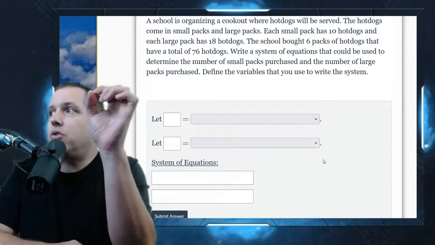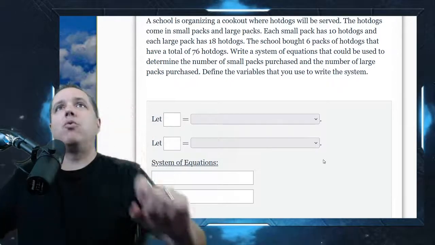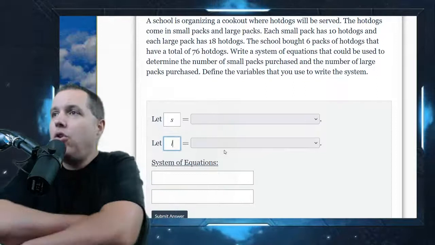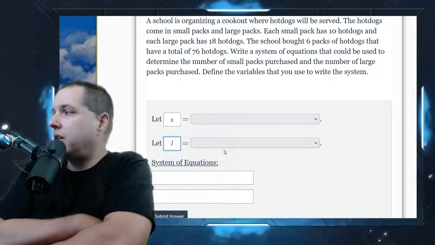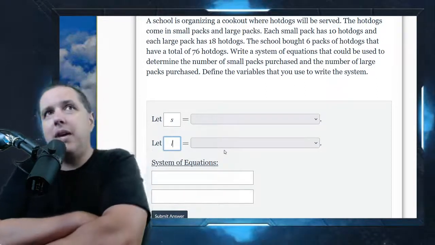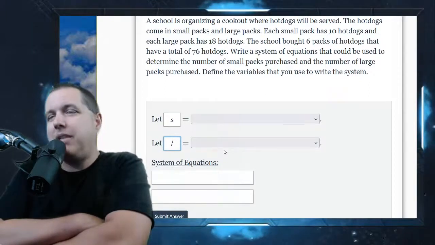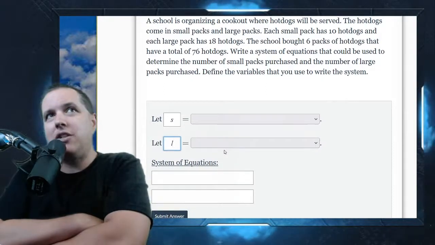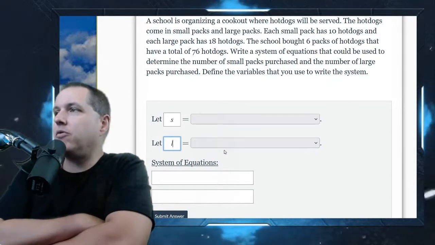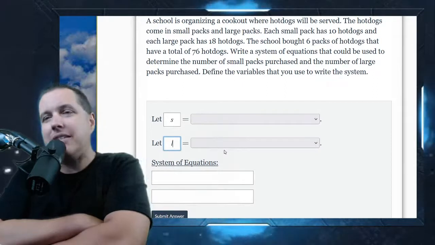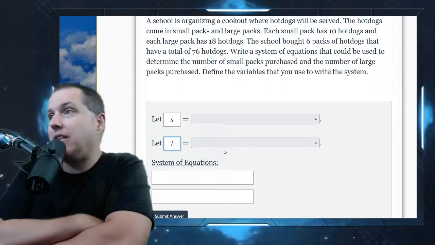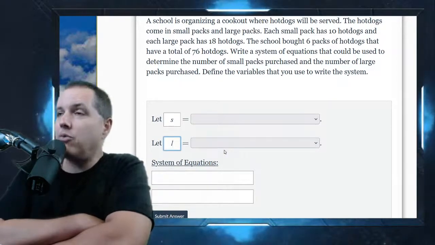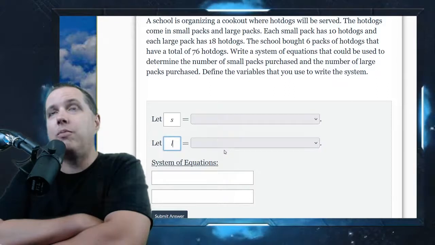So a better approach is to choose smart variables. Why don't we choose S and L for small and large? If I'm clever and smart about the variables I'm picking, is it likely that I'm going to mix up the S and the L? Am I going to get to the very end and think that the number of small packages is represented by L and the number of large packages is represented by S? Probably not, right? Since we've used S and L, we can remember one of those is for small and one of those is for large, and we can go from there.